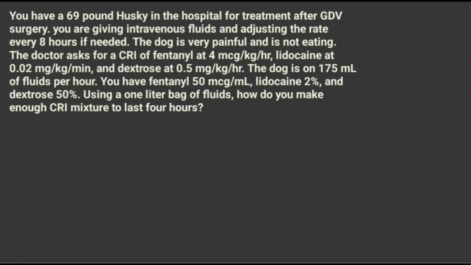The doctor asked for a CRI of fentanyl at 4 micrograms per kilogram per hour, lidocaine at 0.02 milligram per kilogram per minute, and dextrose at 0.5 milligram per kilogram per hour. The dog is on 175 milliliters of fluids per hour. You have fentanyl 50 micrograms per ml, lidocaine that is 2%, and dextrose which is 50%. Using a 1 liter bag of fluids, how do you make enough CRI mixture to last 4 hours?